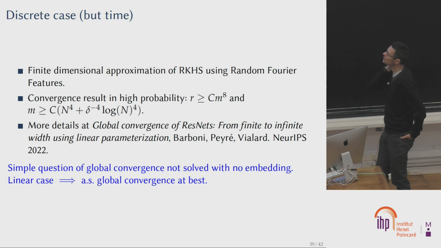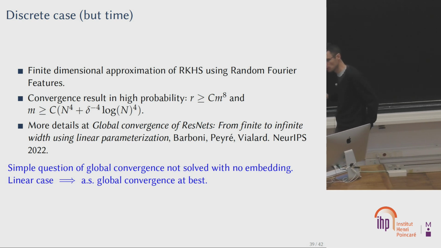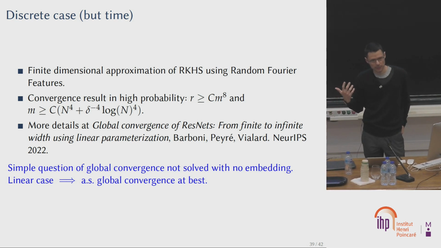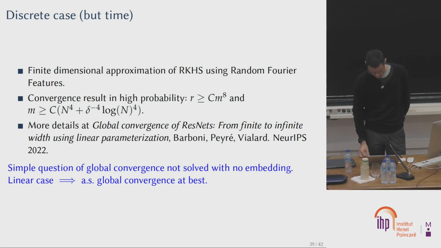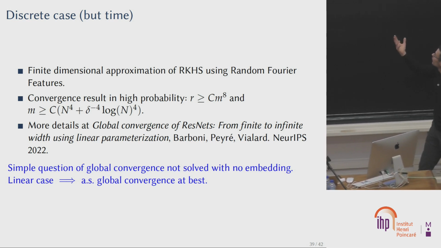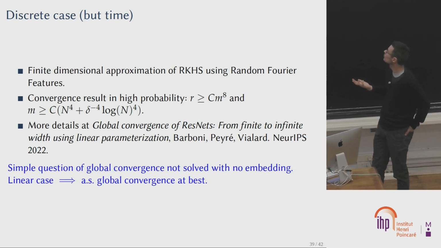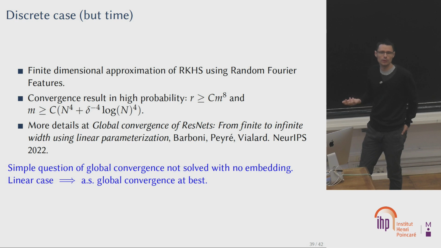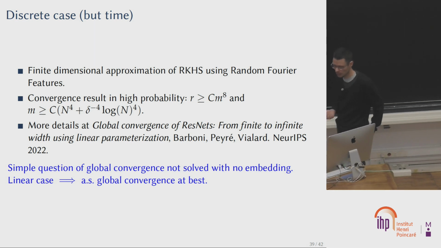But I do think what's more interesting here is to try to come up with a proof of global convergence with respect to almost sure initialization, or global convergence of stochastic gradient descent, which we were not able to prove. And as I said here in blue, just the simple question of global convergence cannot be solved without any embedding. And probably the answer is in the linear case, because in the linear case there is probably almost sure convergence, but we were not able to prove it.